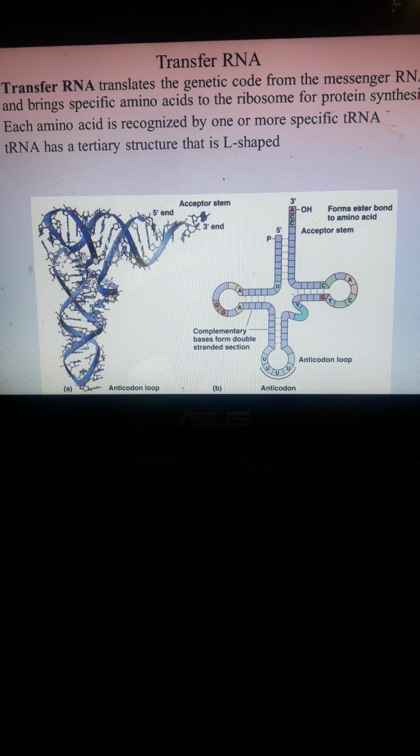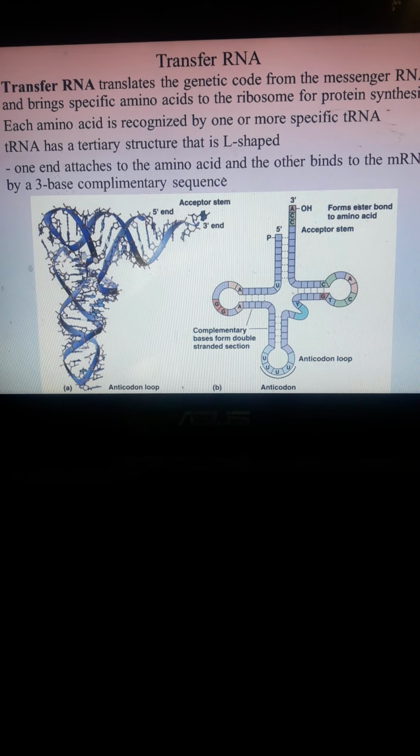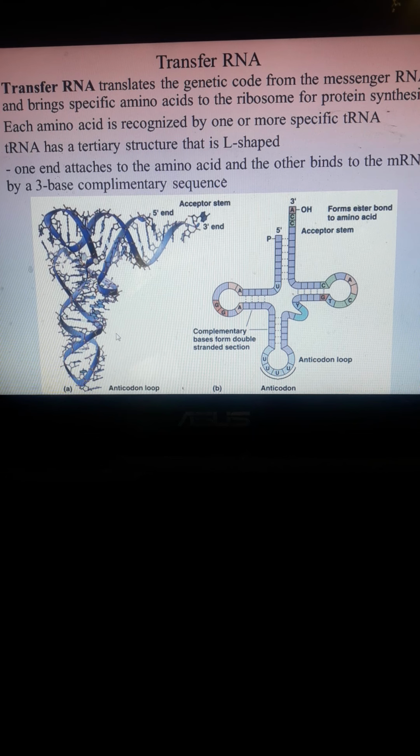Next, transfer RNA has a tertiary structure and is considered L-shaped. Okay? And one end attaches to the amino acid, take note, and the other binds to the mRNA by a 3-base complementary sequence. When you say complementary sequence, that is already the result of the copied sequence coming from the mother. Okay, so this one, we have here the anticodon loop.